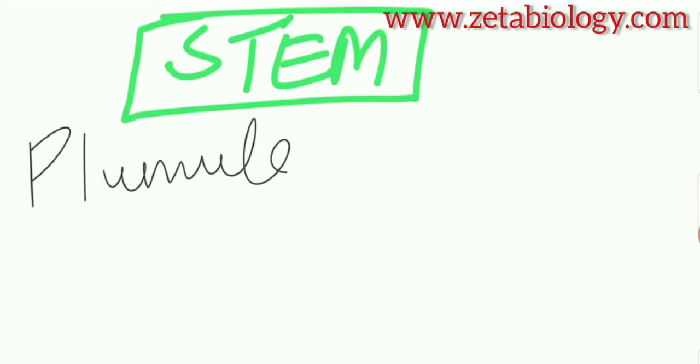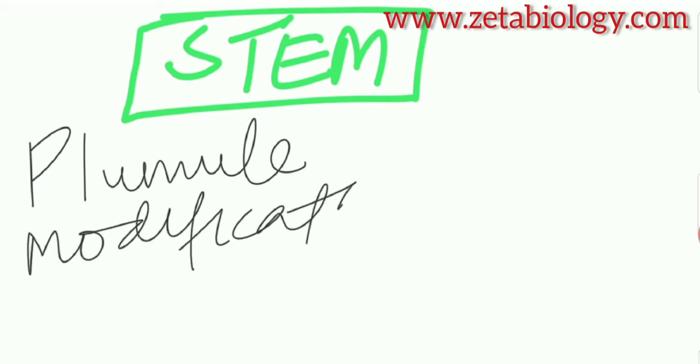So stem develops from plumule, and the main function of stem is to spread out the branches that bear leaves, flowers, and fruits. So basically, stem is connecting everything together in a tree. Okay, and there are certain modifications of stem.